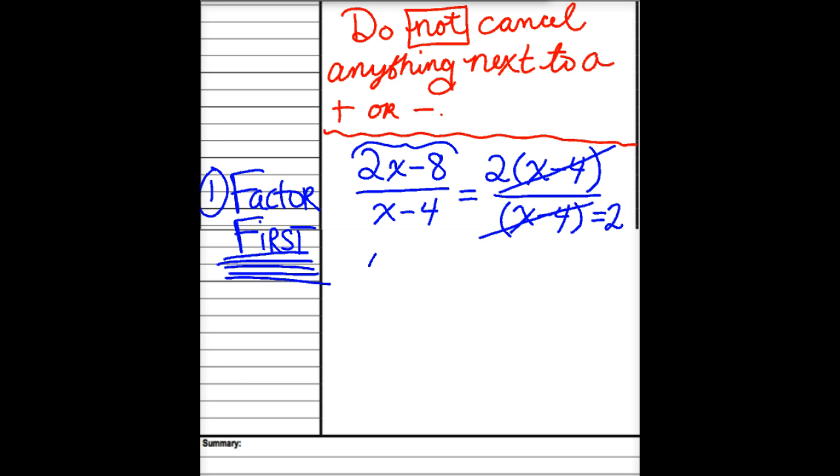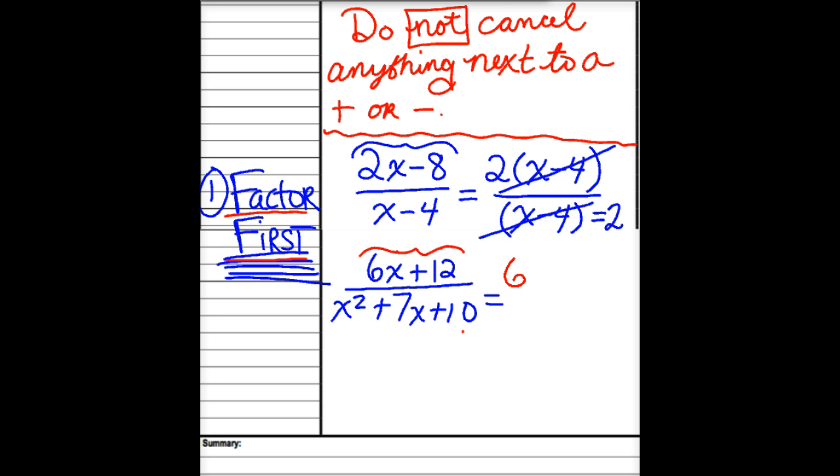What if I have 6x plus 12 over x squared plus 7x plus 10? I do not start by canceling anything. I can't cancel the x's, living next to a plus. I can't cancel the 12 and the 10, living next to a plus. Everything's living next to a plus and nothing cancels until I factor it first. So on the top, I've got two terms separated by a plus, but they both have a 6 in it. So I'm able to separate a 6 from the rest of it. And I get 6 times x plus 2.